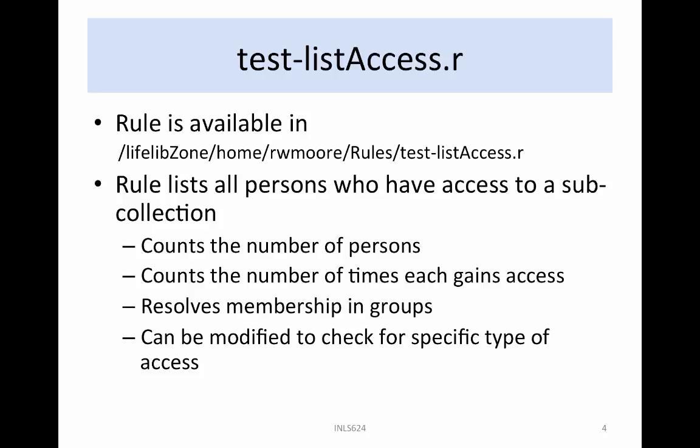Since a person may be a member of more than one group, he or she may have access through multiple controls. This can be checked by counting the number of times they are granted access. The rule can be modified to check for specific types of access, including write, read, or execute.